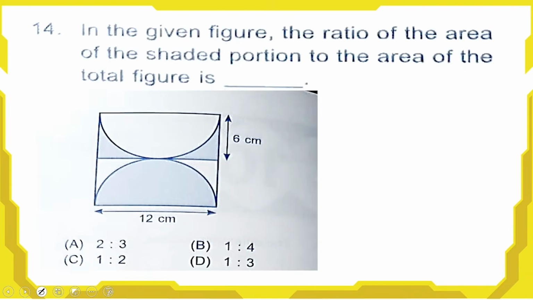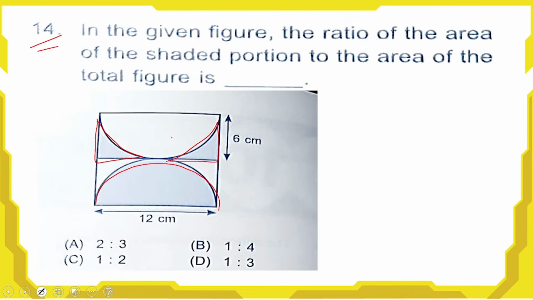Next question is question 14. In the given figure, the ratio of the area of the shaded portion to the area of the total figure is. Ratio निकालना है हमें shaded and total area का. Okay, so the shaded part is here. This is this half circle and this half circle part. Okay, how do we have to find it?